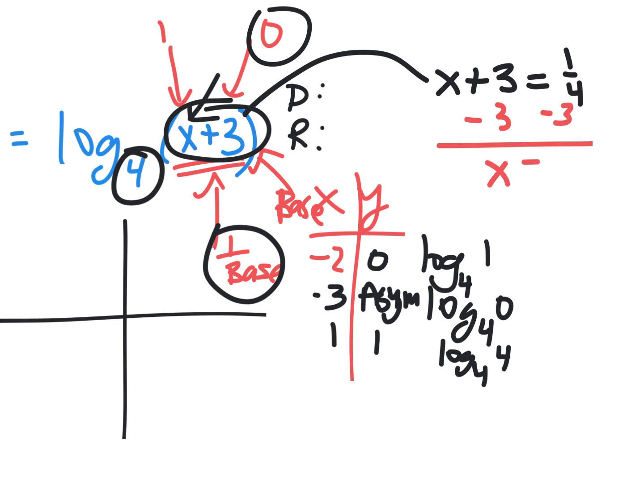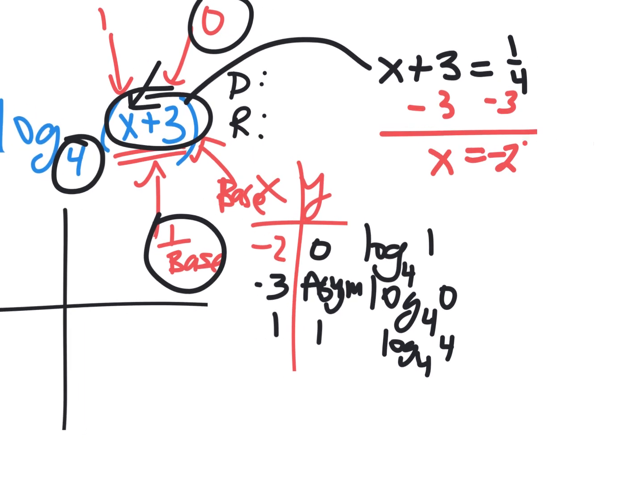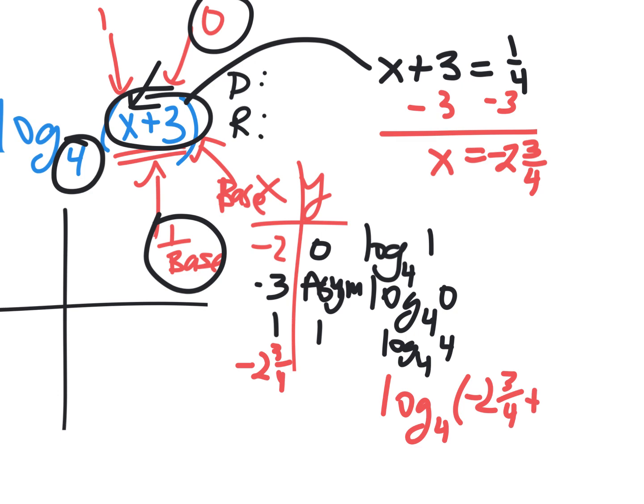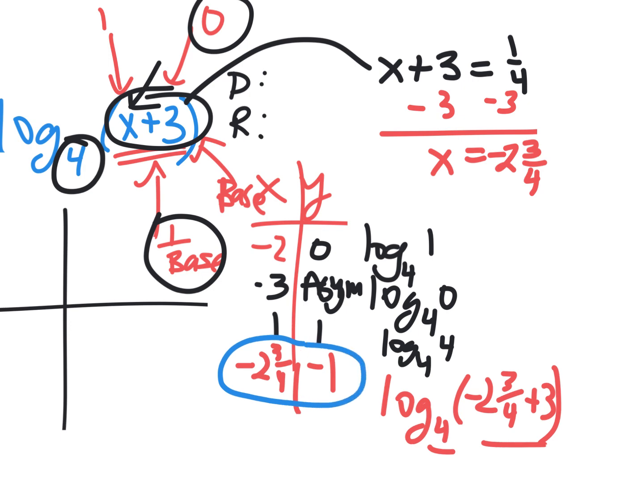And if I use x is negative 2 3/4, that's how to get a really weird x value. But it's perfect, because when you put that in, you have log base 4 of negative 2 3/4 plus 3, which works out to 1/4. And log base 4 of 1/4 will be negative 1. That's the hardest but really important point to get. How many of you got that one?